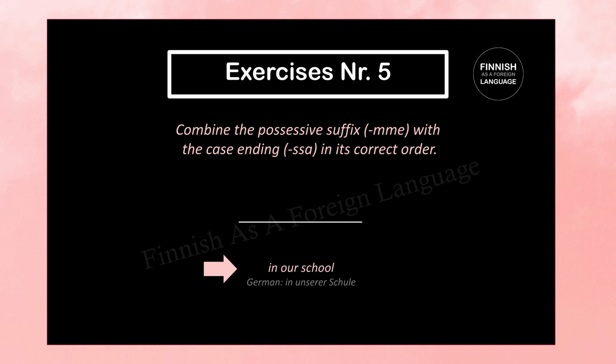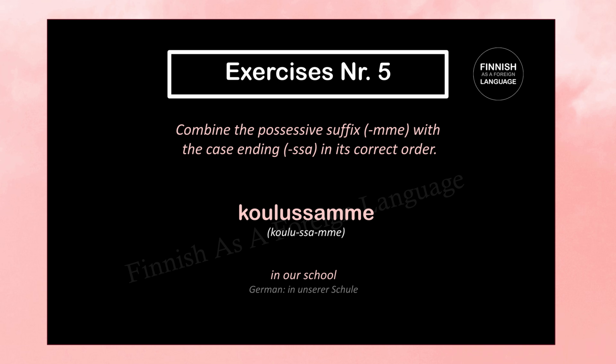Next one, we wanna combine a possessive suffix with a case ending. So how do you say in our school? That's correct. It's koulussamme. Koulu, which means school, gets followed by the case ending, which is sa in the inessive case, and me is our possessive suffix for the first person plural. Koulussamme in our school. Meidän koulussamme in our school.